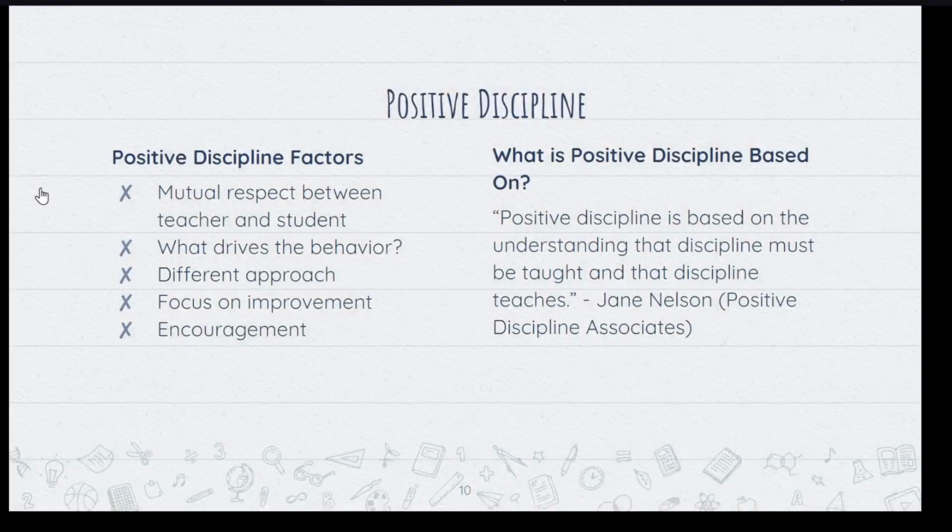So let's move on to discipline. So positive discipline factors. First off, you have to have mutual respect between the teacher and the student. You have to know what drives this behavior. And sometimes you have to take it from a different angle. You have to focus on the improvement, and you have to encourage that student.